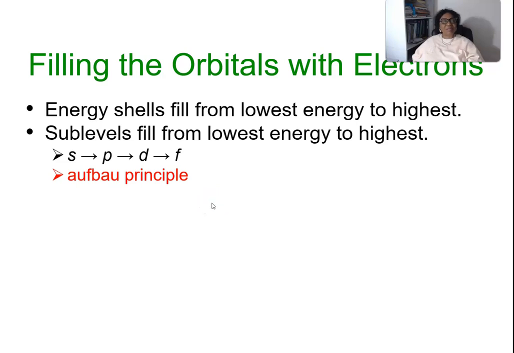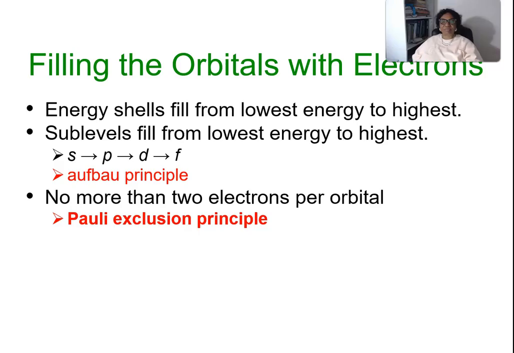Let's look at another principle that controls the filling of electrons in atoms that have multiple electrons. Principle number 2, no more than 2 electrons per orbital. So each orbital can take a maximum of only 2 electrons. This is the Pauli exclusion principle.